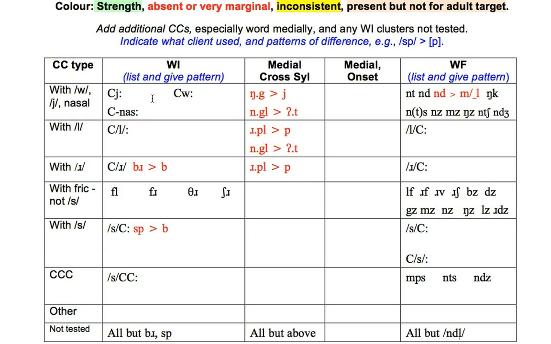So, in the with W, J, or nasal category in the first row, we see that word medially and across syllables, Craig turns an engma and G sequence into J. Cool. That makes sense to me, I think. So here in this other example where it shows the sequence R followed by PL, it's indicating that this R and the following sequence PL are reduced to only P, here.